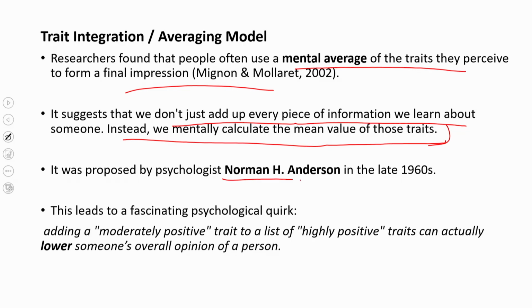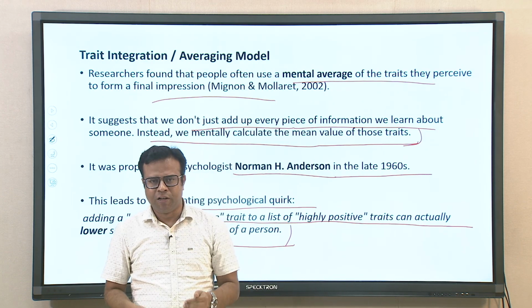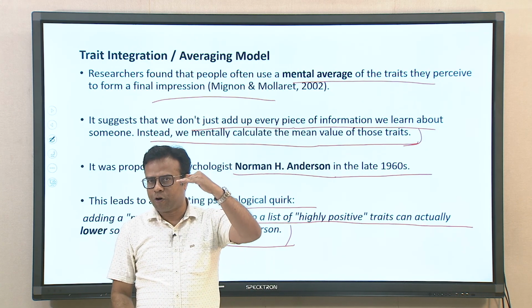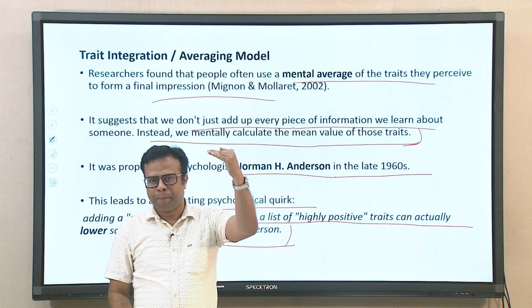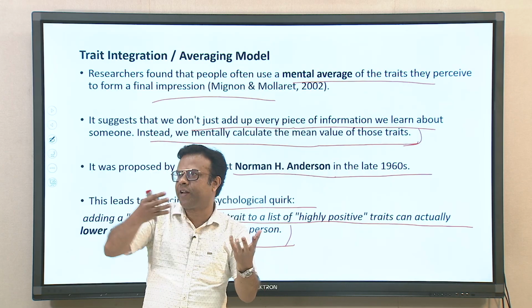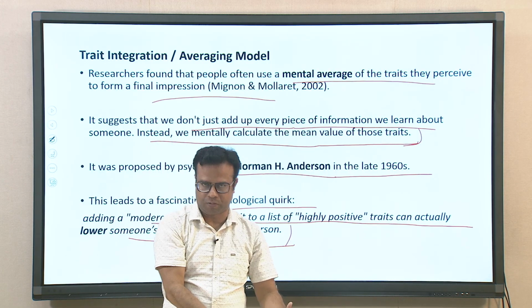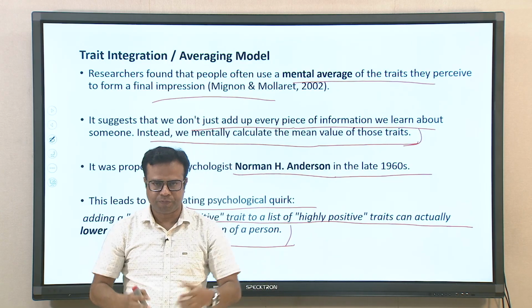So, it was proposed by Norman H. Anderson in the late 1960s. This leads to a fascinating psychological quirk: adding a moderately positive trait to a list of highly positive traits can actually lower someone's overall opinion of the person, because we create a mental average. So, if somebody has, let us say, a lot of moderately positive characteristics, or you add something less positive to a list of very highly positive characteristics, the overall positivity will go down, because we create a mental average.